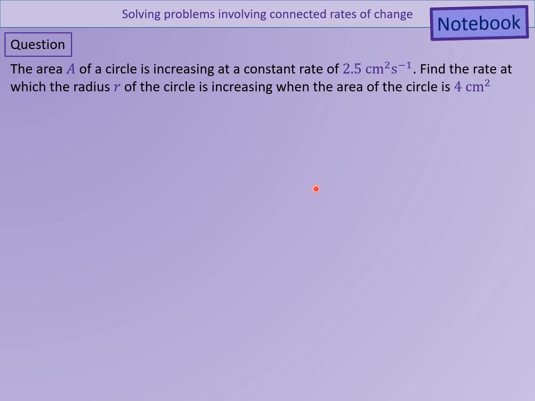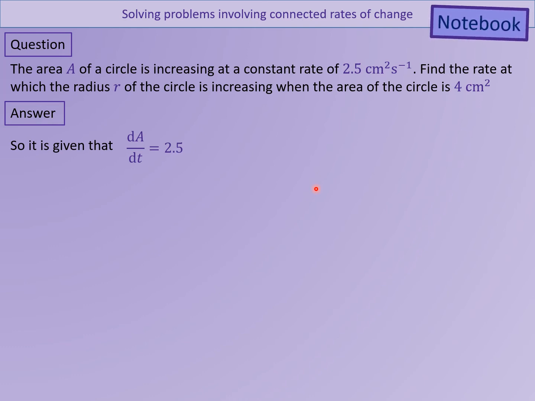And let's have a quick go. So the first thing I've noticed is that first thing I was just talking about. From that first line, the area A of a circle is increasing, so it's positive, at a constant rate, and it tells you the units in there. Now that could be against anything, but the actual formula here is telling you it's to do with time. So it's increasing at 2.5 centimeters squared every second. Hence me getting that one.